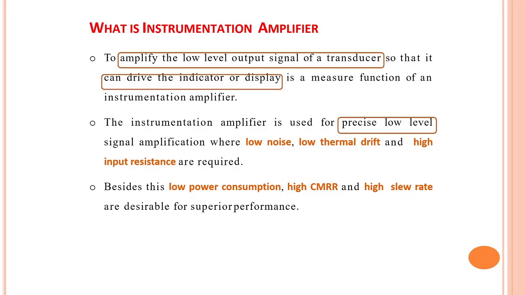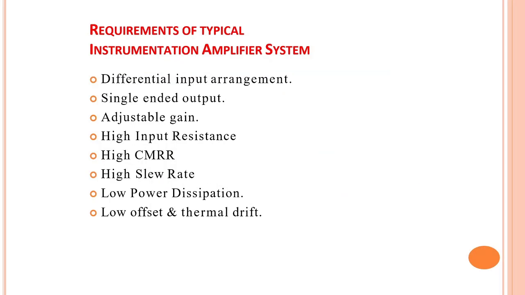Common mode rejection ratio is an indication of how effectively the amplifier will be able to measure the difference between the two input voltages in the presence of strong common mode noise. The requirements of a typical instrumentation amplifier can thus be listed as follows. It should be able to amplify a differential input. Secondly, it should give a single-ended output. It should have adjustable gain. Its input resistance should be very high.